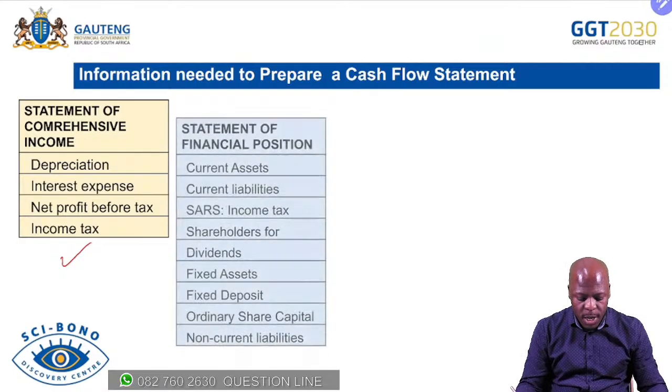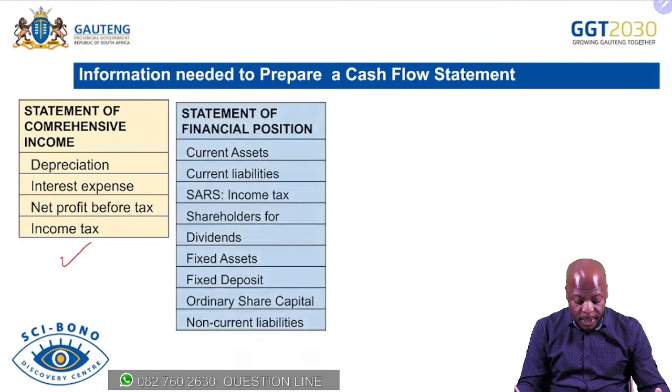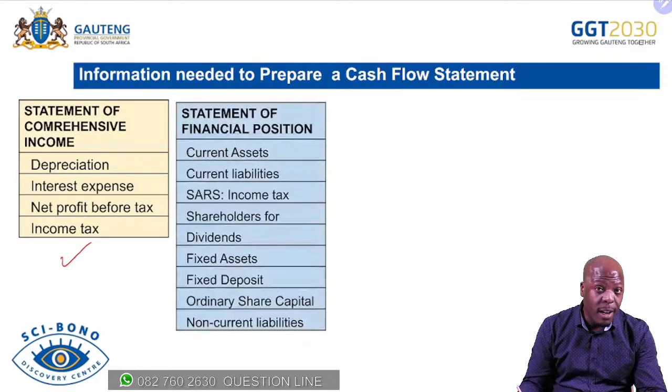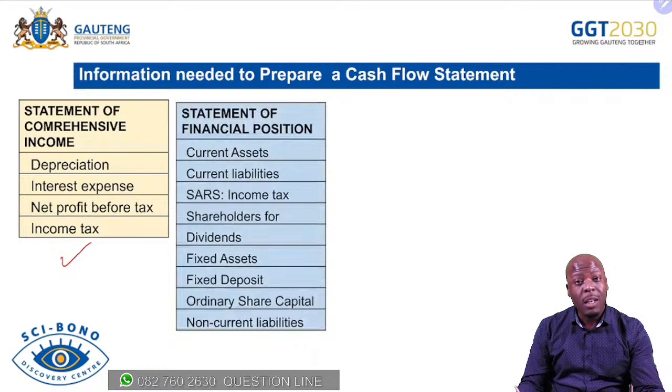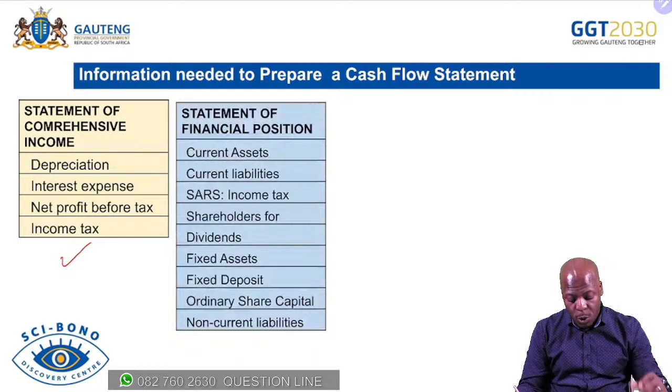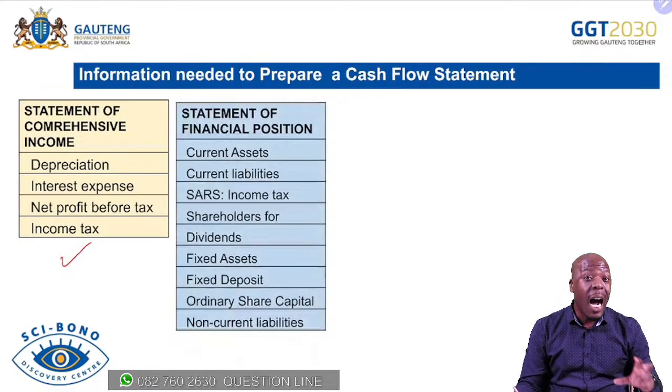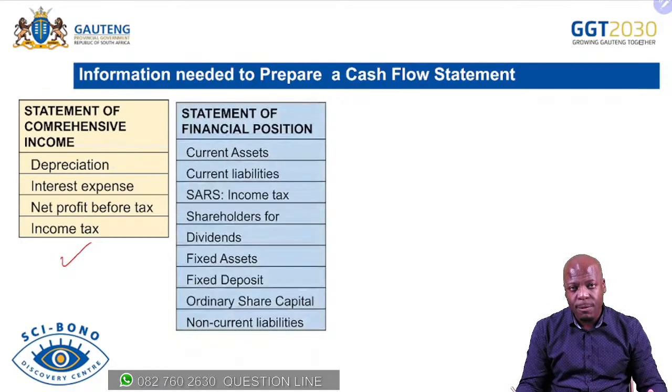The next thing that you need is your statement of financial position. In this place, we are going to be looking at your current assets, your current liabilities, and things such as SARS, income tax, shareholders for dividends, and then it is very important that you know your fixed assets as well as your fixed deposits. But more importantly, you need to know your ordinary share capital as well as your non-current liabilities. In today's lesson, I'm going to unpack and I'm going to show you how these things assist us in preparing our cash flow statement.